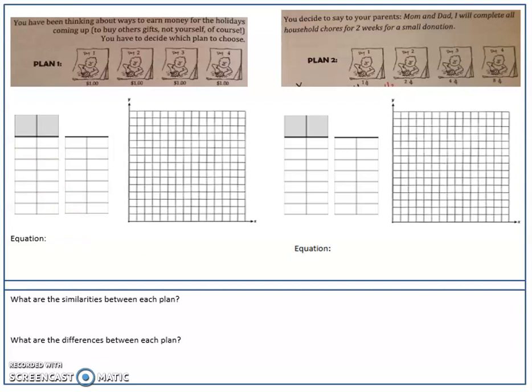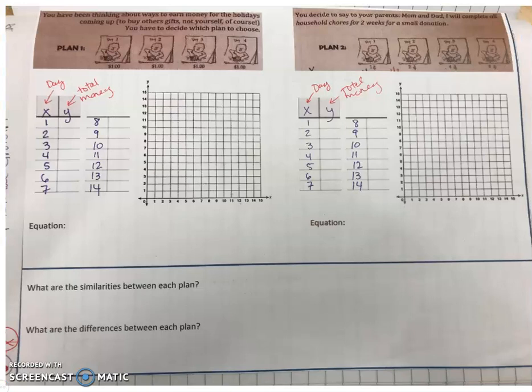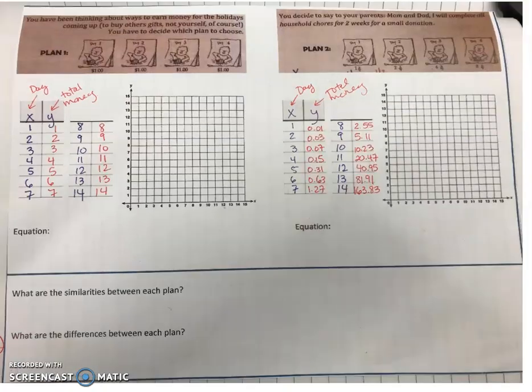So we're going to start by looking at this as a table. So under Plan 1 and Plan 2, we're going to go ahead and in our table set up our X and Y. X is going to represent what day you're doing your chore, and then Y is going to represent the total amount of money you have after each day that you complete your chores. So when you go to fill in these tables, for each day you get another $1 under Plan 1. So for day 1 you'll get $1. Day 2 you'll get another $1, but you now have a total of $2. On day 3 you'll get another $1, but you now have a total of $3, and then so forth.